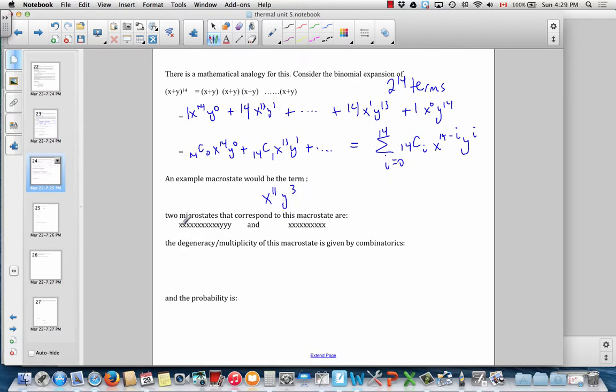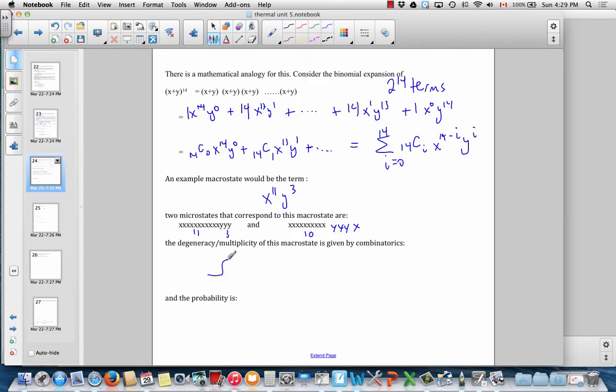For instance, it could be x, that's 11 x's and then 3 y's. Or it could be x, that's 10 x's and then y, and then x. So you could pick the x out of the first 10 brackets, then pick 3 y's, and then pick the last x. Or you could pick x out of the first 11 brackets, and then the remainder 3 y's. So these are both terms that are going to come up. They're going to be equivalent to this x to the 11 y to the third macrostate. So what is the degeneracy of that macrostate?